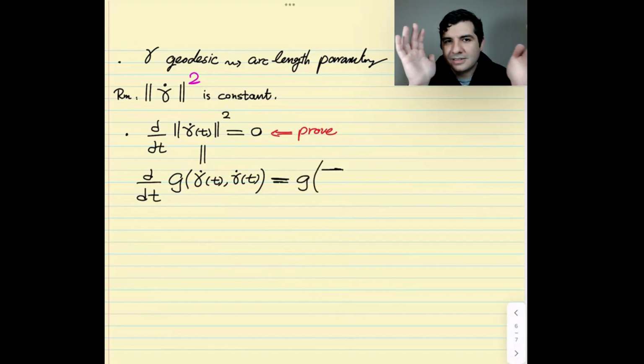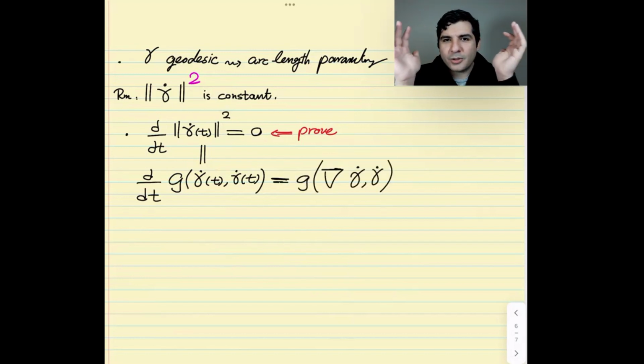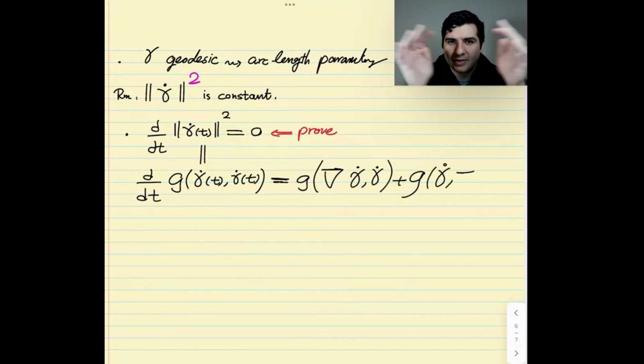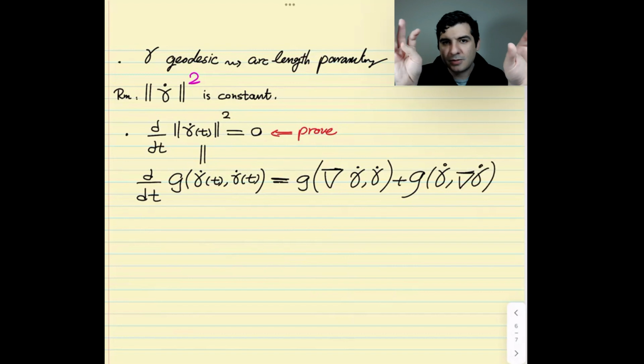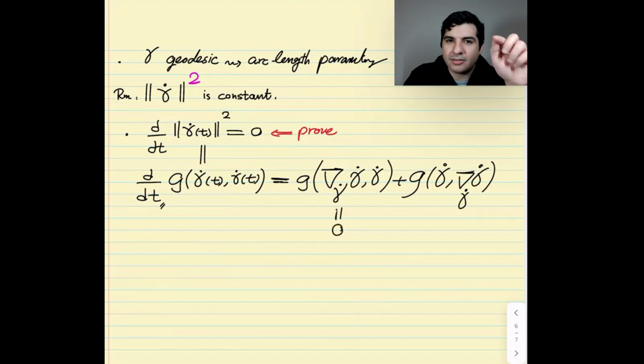But remember, the inner product is like a product, so we have a product rule. Taking the derivative is like taking the derivative of the first component times the second component plus the first component times the derivative of the second component. That's true when our connection is compatible with the metric. Now the first component is the derivative of gamma dot in the direction of gamma dot. By the definition of a geodesic, that's 0. The same happens for the second component. So the derivative of the norm of gamma dot squared with respect to t is 0. So it's constant, it doesn't change. Okay, that's just a good simple exercise.